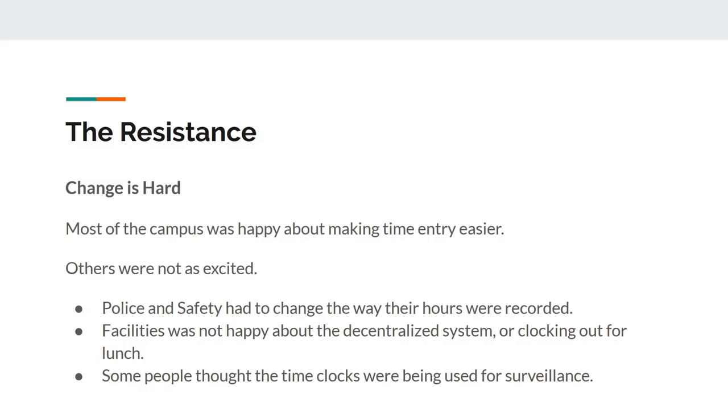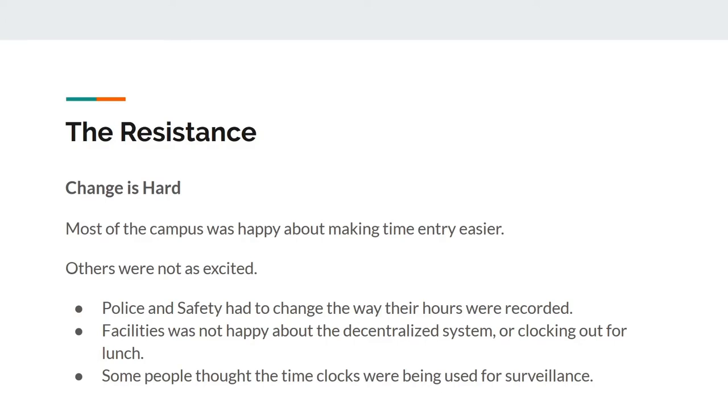And I don't totally understand how they were recording time before and why this was such a big deal to them, but I guess it affected their overtime and their scheduling and all sorts of things like that. So they weren't real happy about it. For us to move to the time clock meant that they had to record that 1 hour on Wednesday and then the 7 hours on Thursday.